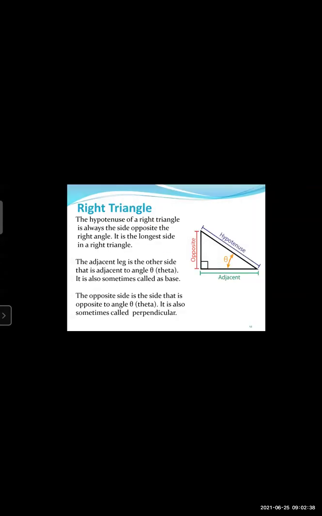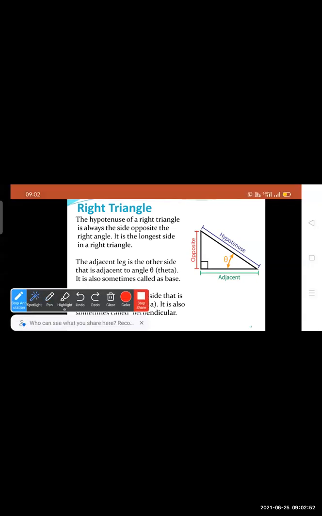So right angle triangle means what? The hypotenuse of a right angle triangle is always the side opposite to the right angle. See, this one is the right angle triangle, means 90 degree. And the side that is opposite to this 90 degree is always called the hypotenuse. Okay, this one is the longest side in a right angle triangle. Means the side that is opposite to 90 degrees is known as the hypotenuse.